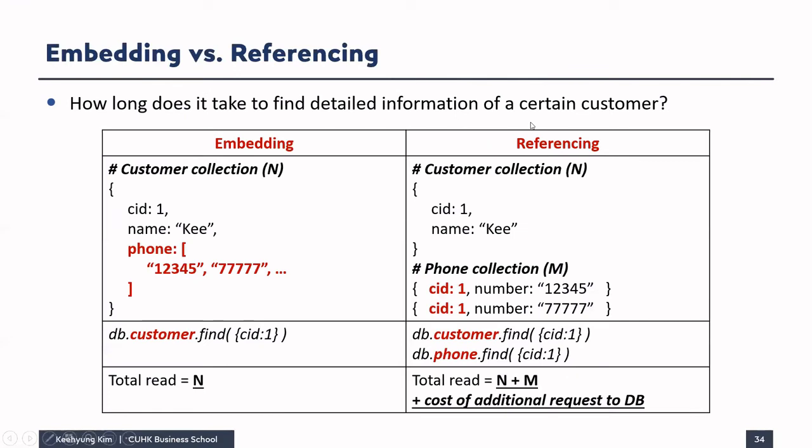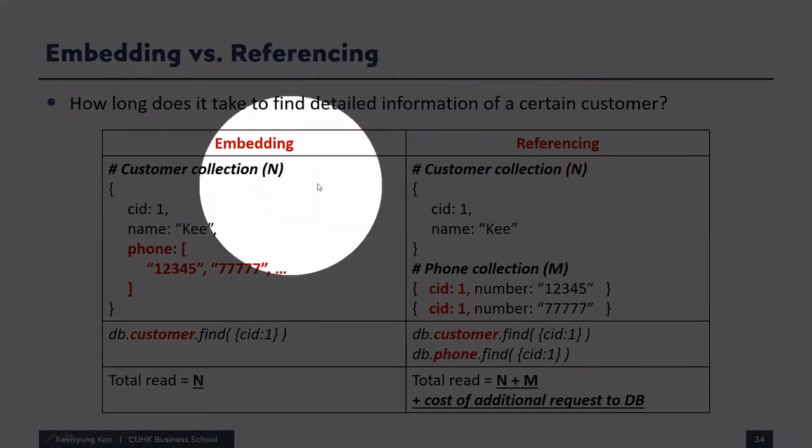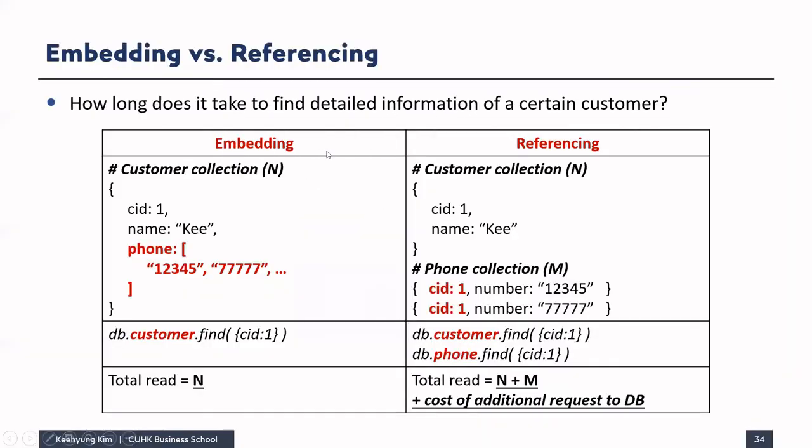Earlier, if we use a join in the relational database to find a phone number for a certain customer, it will take n plus m time, basically. And how about these two approaches in MongoDB?